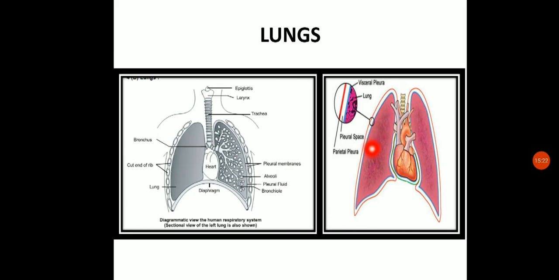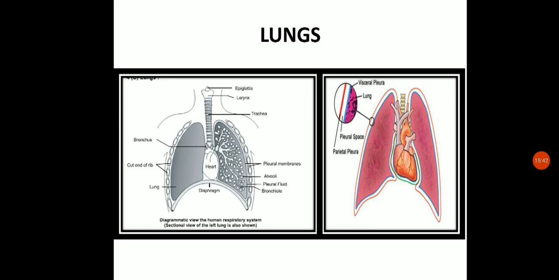Both the pleurae, the visceral pleura and the parietal pleura, are composed of simple squamous epithelium. Okay, so these are the pleural membranes and the pleural cavity.